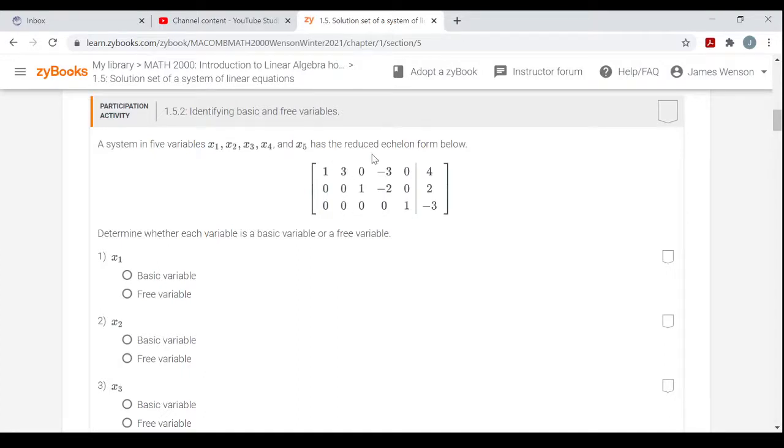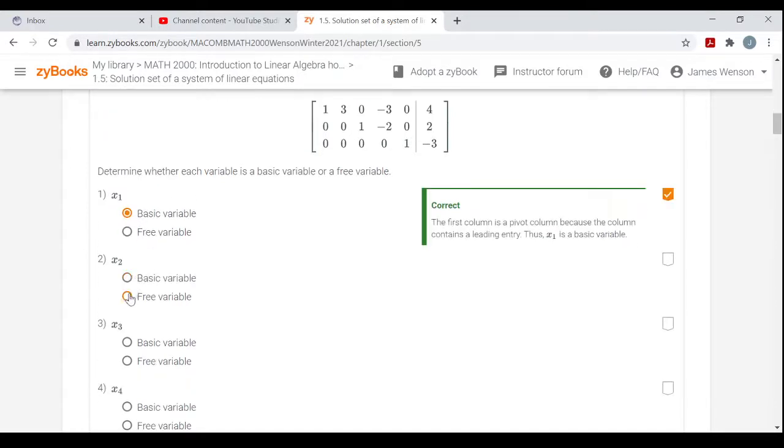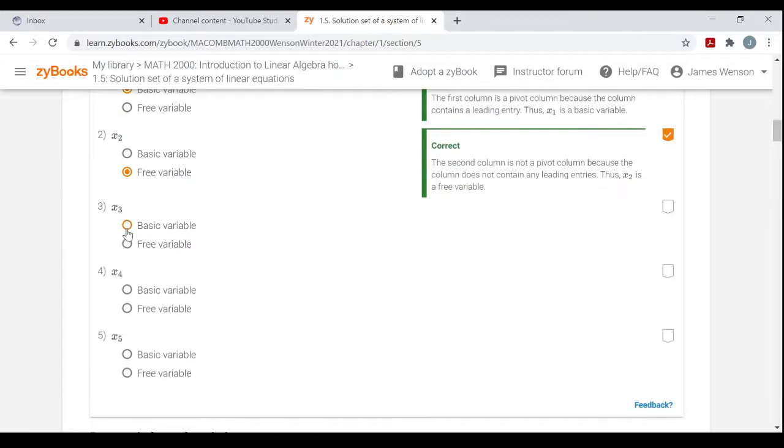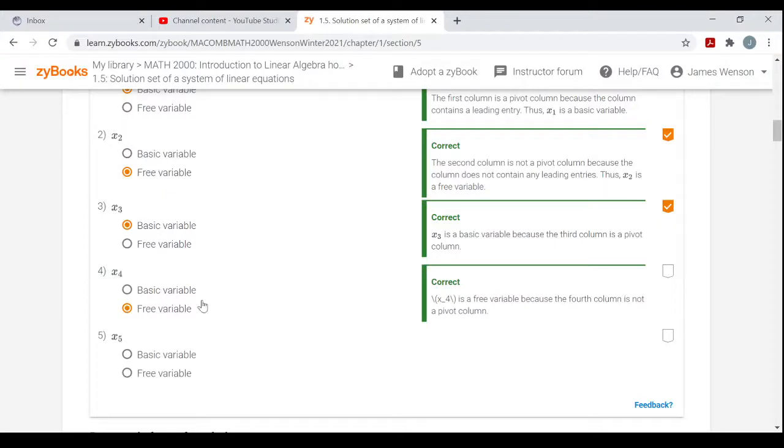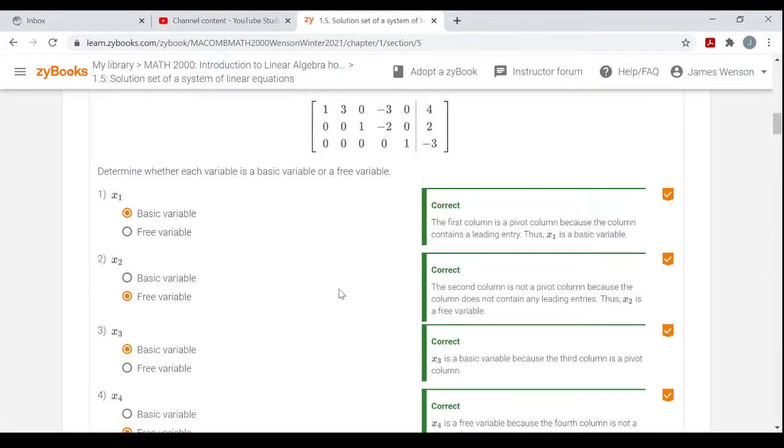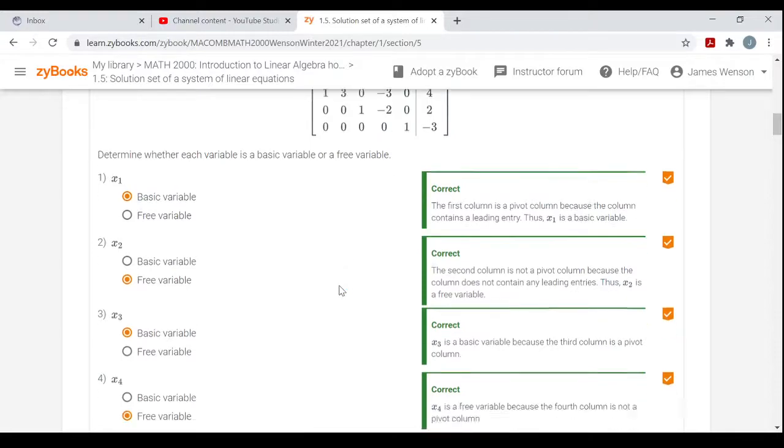And then the two other columns, the second column and the fourth column that don't have a pivot, correspond to the free variables, x2 and x4. So x1 is basic. I've already explained it all. x2 is free. x3 is basic, right? There's a pivot there. That third column was a pivot column. x4, the fourth column was not a pivot column, so x4 is a free variable, and x5 was a pivot column, right? So a basic variable. So hopefully it's easy. Again, the matrix has to be in either one of the echelon forms, right?